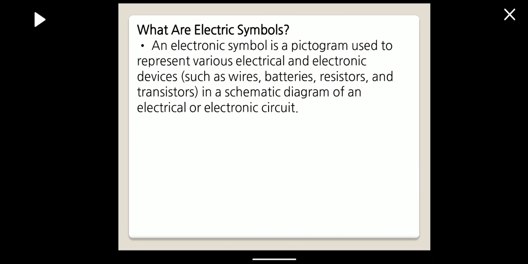So what are electrical symbols? An electronic symbol is a pictogram used to represent the various electrical and electronic devices such as wires, batteries, resistors and transistors in a schematic diagram of electrical and electronic circuits. It is called an electrical symbol.